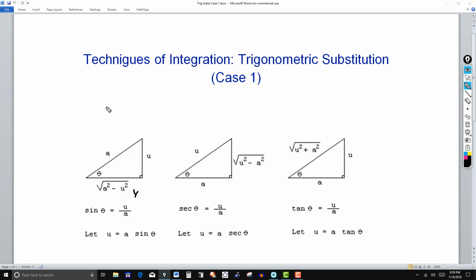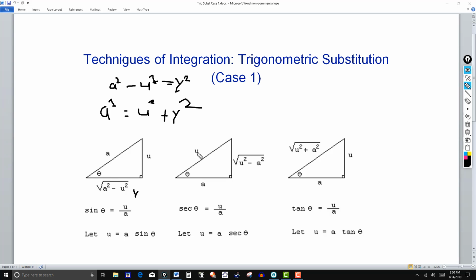So that means that a squared, the hypotenuse squared, should equal the sum of the squares of the other two sides. So this would be u squared plus y squared. So if you solve this for y squared, you'll get a squared minus u squared equal to y squared. So from that you can see that, taking the square root of both sides, y will equal the square root of a squared minus u squared, and you get this side.